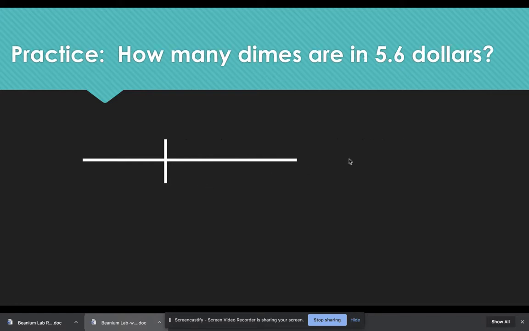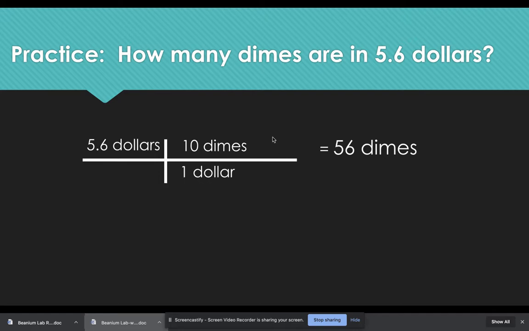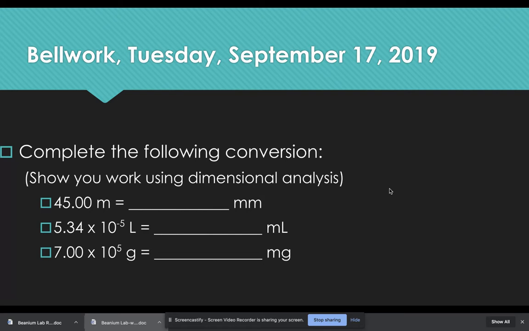How many dimes are in $5.60? Well, I'm going to start with $5.60. I know that dollars has to go on the bottom, and I'm looking for dimes. So I know that there are 10 dimes in every $1. And again, I'm going to do 5.6 times 10. I'm going to get 56. Divided by 1 is still 56 dimes. And we're going to go ahead and stop there for this video.